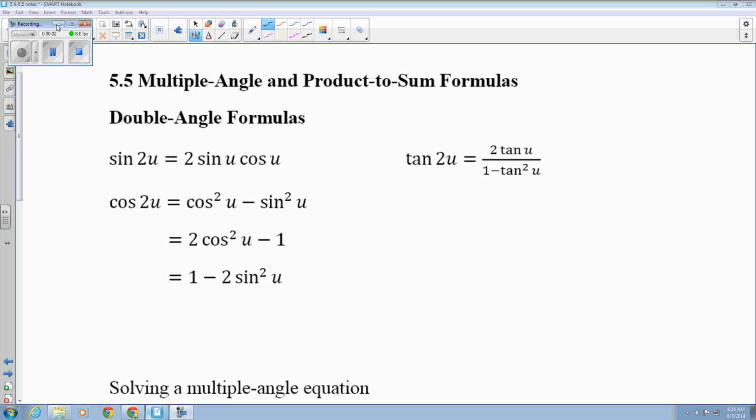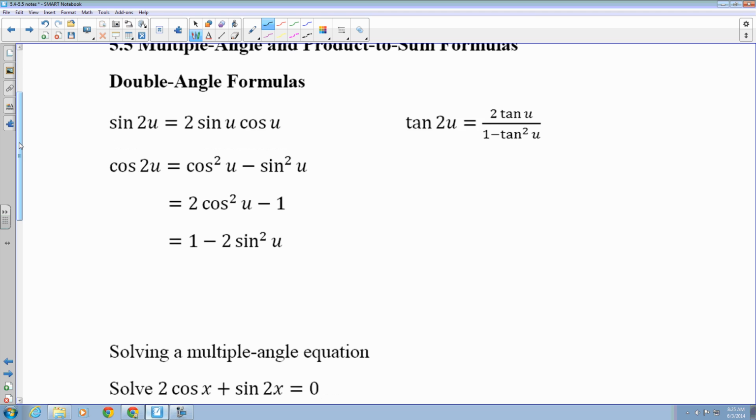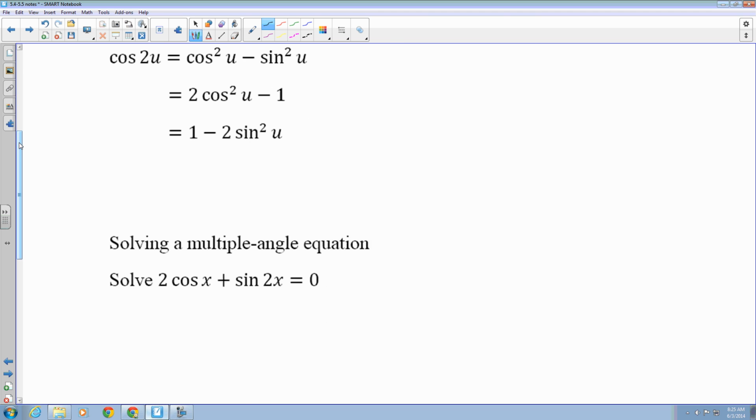We're now going to do section 5.5, which has multiple angle and product of sum formulas. So it has quite a few formulas in here. You're going to have all of these on your test, so I wouldn't worry about memorizing any of them. We're going to start with double angle formulas and do a couple examples of those.